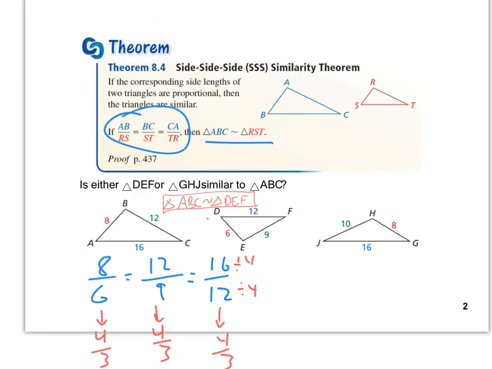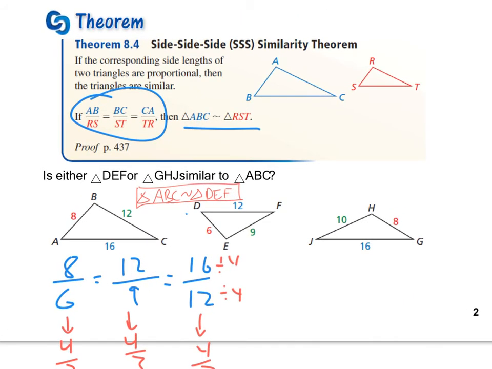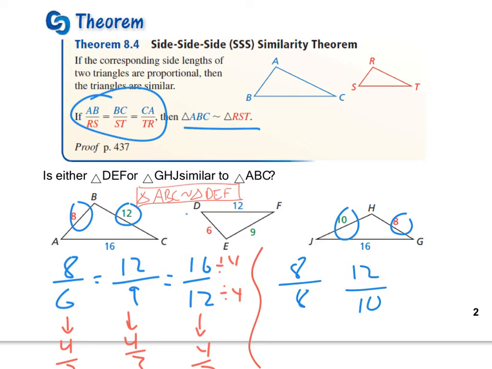Now the question is, is ABC similar to the far right one? Well, let's check that out. Let's make our proportions. We're going to match the smallest with the smallest. 8 with, well, we got 8 over here. We got the medium one, 12, with the medium one over here, 10. The 16 is the large one over there, and the 16 is the large one over there.